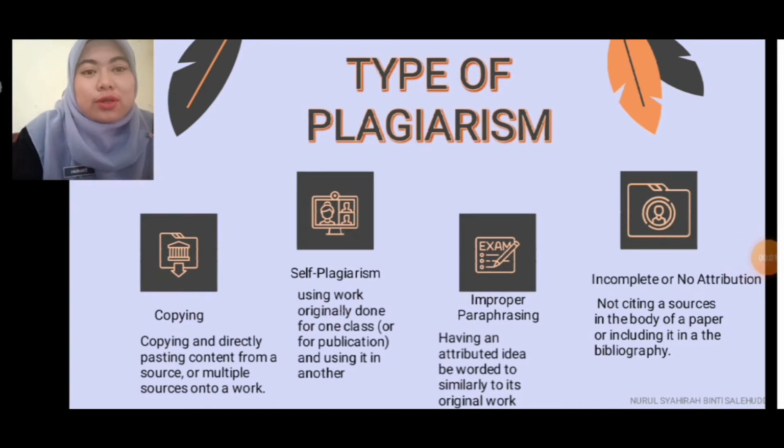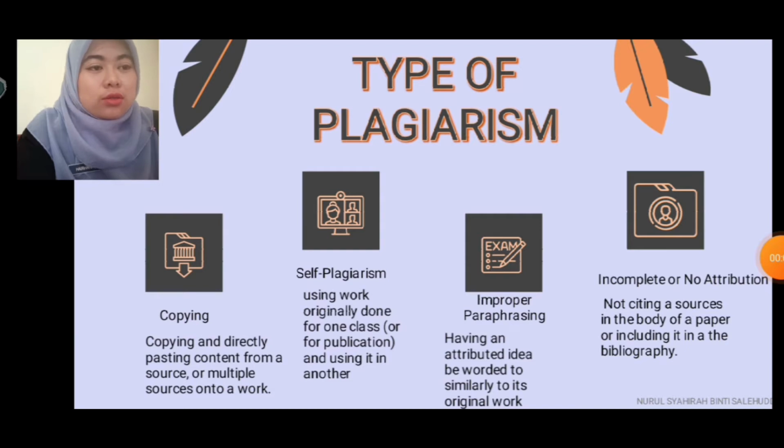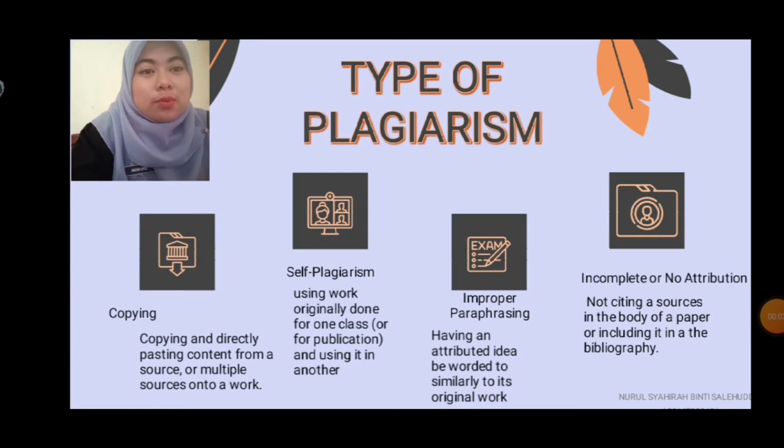For the second point is self-plagiarism, using work originally done for one class or for publication and using it in another. For example, some lecturers want the students to do their assignment or project originally from them, while the students tend to view their work as unpublished and consider recycling part of their previous assignment as effective use of their time. For the third point is improper paraphrasing, having an interpreted idea be worded too similarly to its original wording.